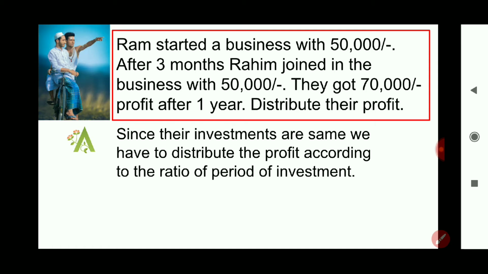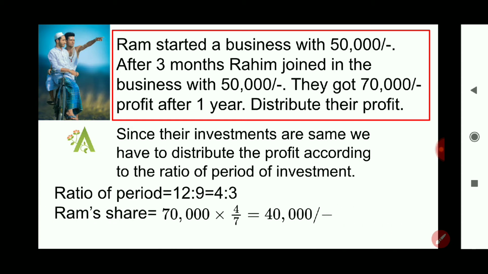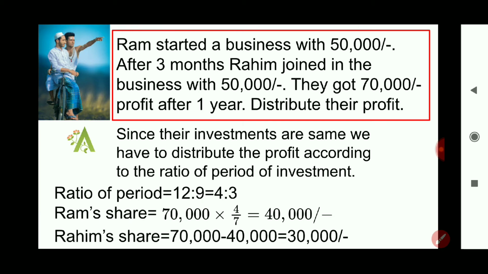Here Ram is in the business for 1 year. That means his period is 12 months. Rahim joined after 3 months. That means Rahim's period is 12 minus 3, that means 9 months. So ratio of period is 12 is to 9. That is 4 is to 3. So Ram's share is 70,000 into 4 by 7, that is 40,000 rupees. And Rahim's share is 70,000 minus 40,000, that is 30,000.